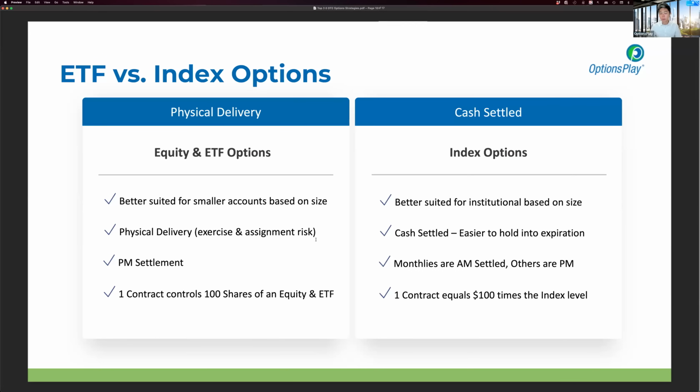From my perspective, if you have a small account, stick to the ETFs just because of the liquidity. That matters more, in my opinion, than cash settlement and avoiding physical delivery, since those are risks that you can manage, but liquidity is something that you can't really manage. So smaller accounts go for ETFs, larger accounts use those index options.